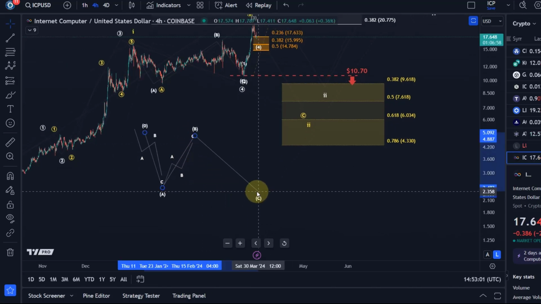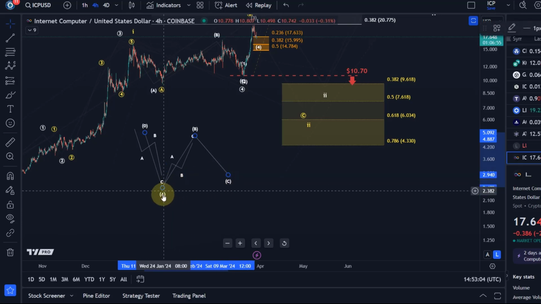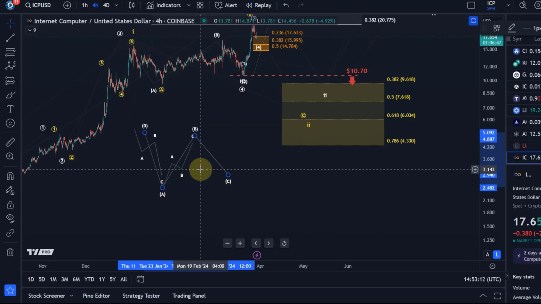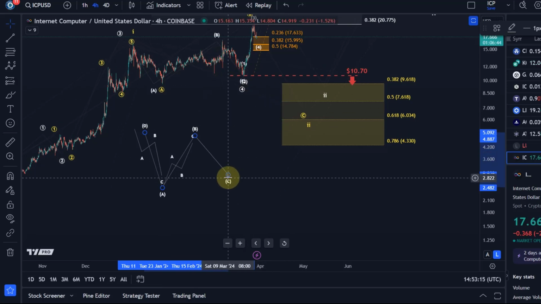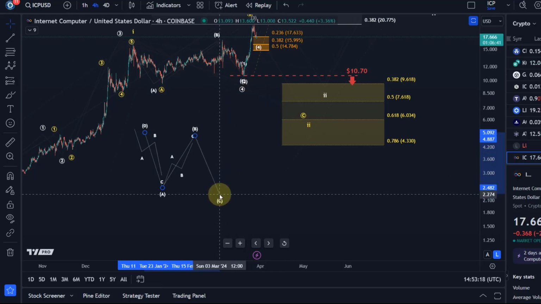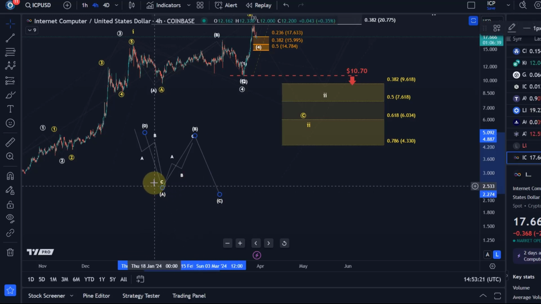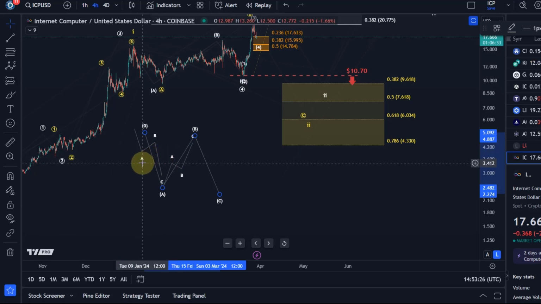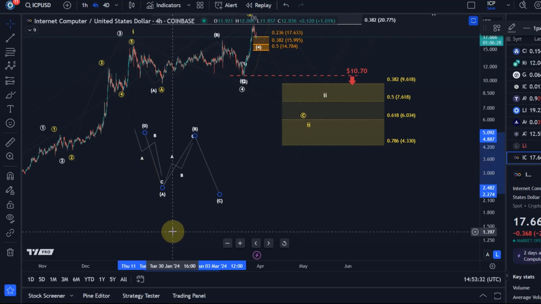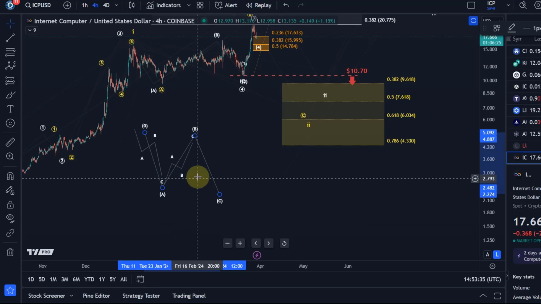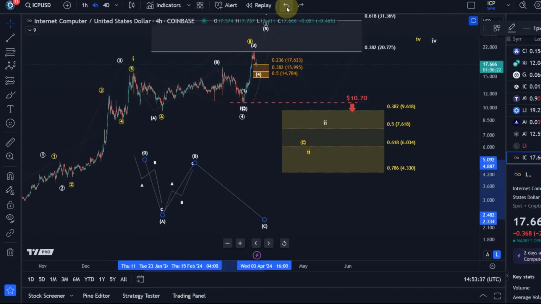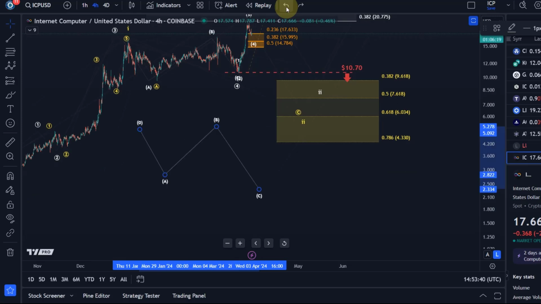There's a so-called running flat, in which the C wave ends above A. The C wave is always a 5-wave move down, but it can end above A. That happens very often in bullish markets, and this seems to have happened here as well. Or in an expanded flat, we get a clear low, and the C wave ends below the A wave. Running flats are extremely difficult to identify, because you never really know if the low is actually in.